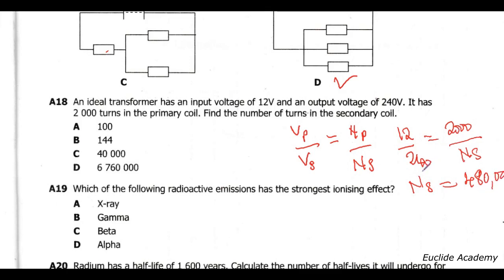2000 times 240 should be 480,000. Then we divide this by 12 and see what we get. 12 into 48 is 4. So you have 40,000 turns. So 40,000 turns, and that should be option C.